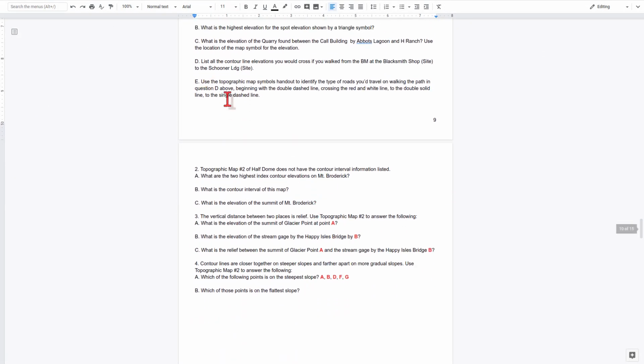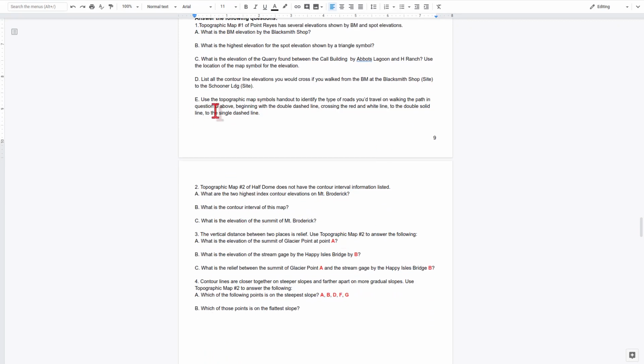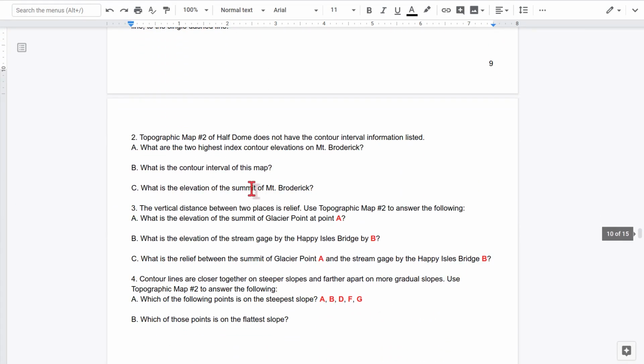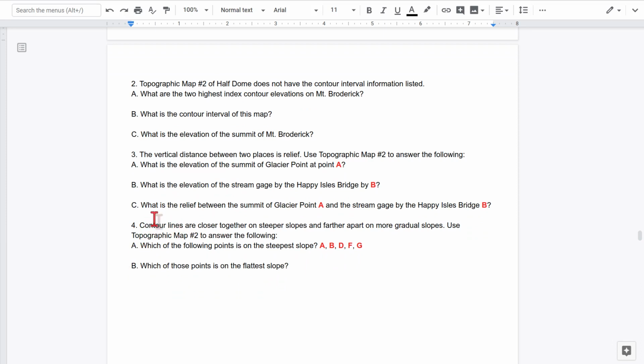What is the contour interval for the map? What are the types of roads? You're going to need to look at the symbols for that. What's the elevation of the summit of Mount Broderick? The vertical distance between two places is relief. So using topographic number 2, what's the elevation of the summit of Glacier Point? What's the elevation of the stream gauge? And then what's the relief between those two locations? Use topographic map number 2 to answer which of the following points is on the steepest slope, which of those points is on the flattest slope.